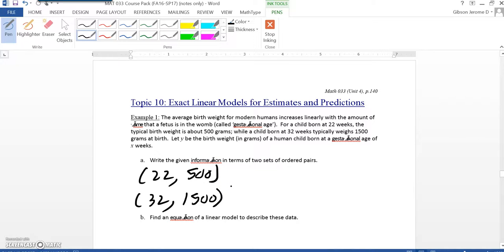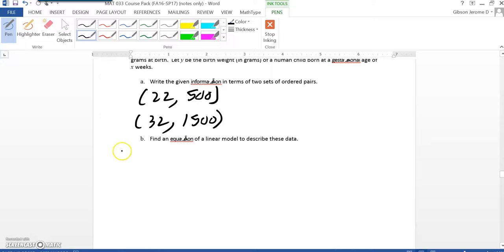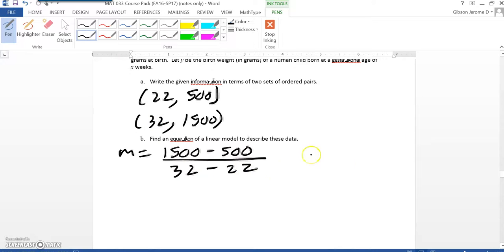Now what we want to find is an equation for this. So what we must first do is find the slope. So we'll take y sub 2, which is 1,500, minus y sub 1, which is 500, all over x sub 2, which is 32, minus x sub 1, which is 22. 1,500 minus 500 is 1,000. 32 minus 22 gives us 10. So this gives us 100. So the slope is 100.